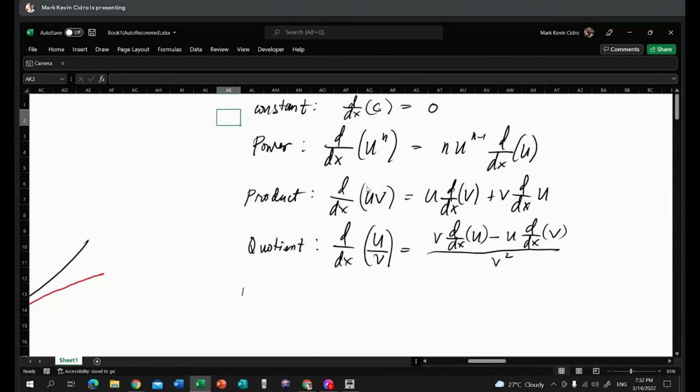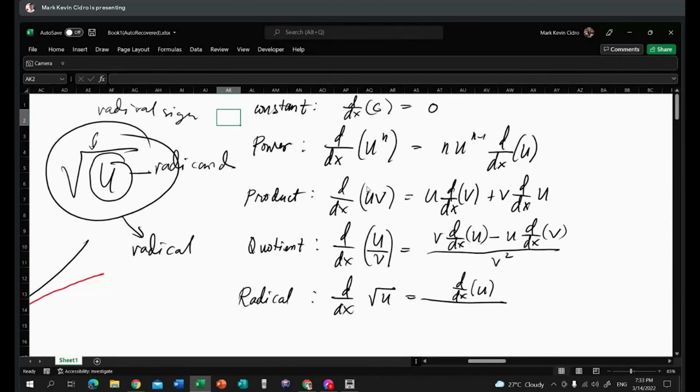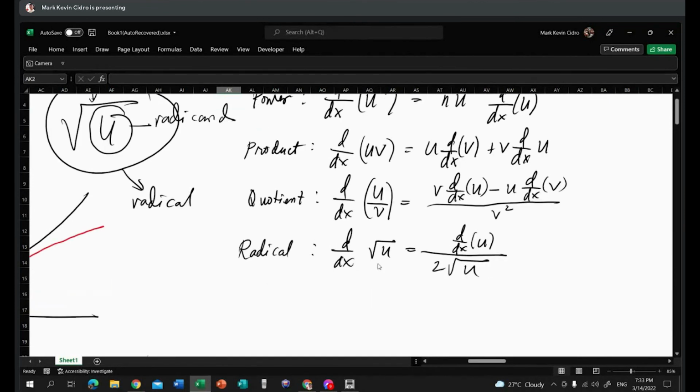Then the radical, d over dx of the square root of u. This is equal to the derivative of the radicand. If you have the radical, the total of this is called the radical, and the u is called the radicand. Radical sign, okay? The derivative of the radicand, derivative of u, all over twice the radical. Easy. And then again, you can rewrite this as d over dx of u raised to 1/2.